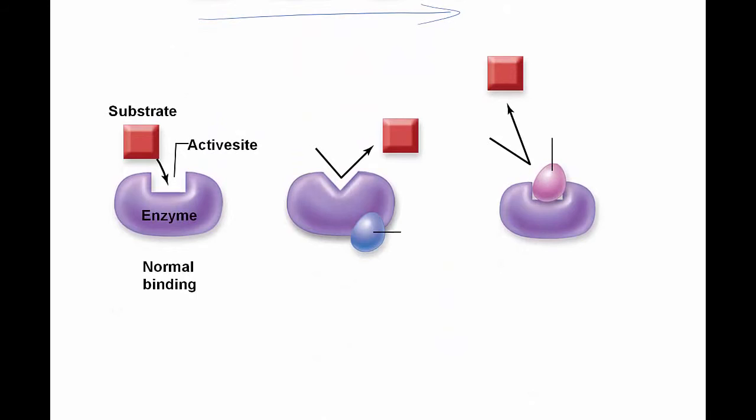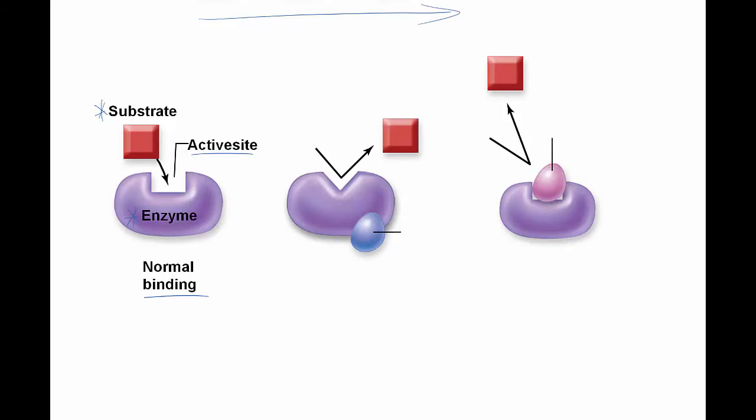There's actually two ways in which this negative feedback can occur. So let's just say you took a normal binding enzyme. So you have an enzyme here, a substrate that it catalyzes, and the active site, which clearly the substrate will fit into, therefore the enzyme will effectively catalyze that reaction.